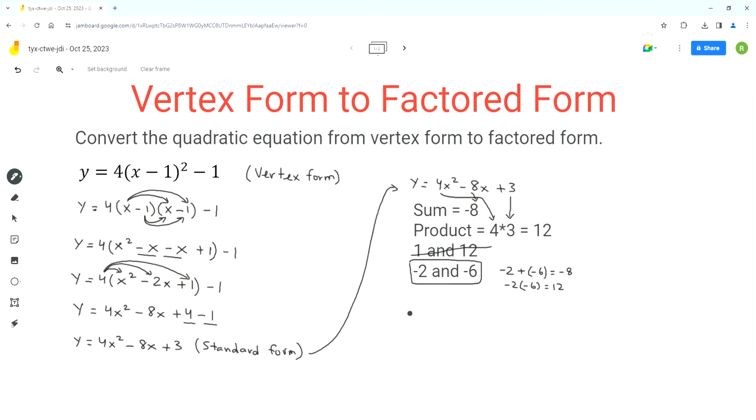Now we can break up the middle term, negative 8x, using these two numbers. So we get 4x squared minus 2x minus 6x plus 3. Now we have to use the grouping method to factor this further. So for that we pair up the first two terms and we pair up the last two terms.